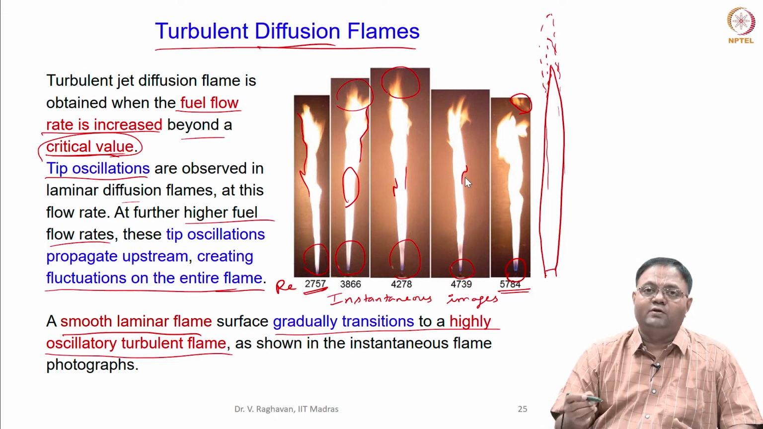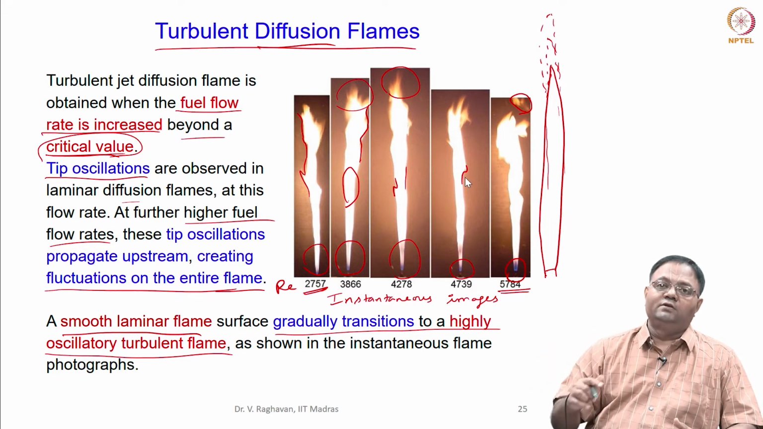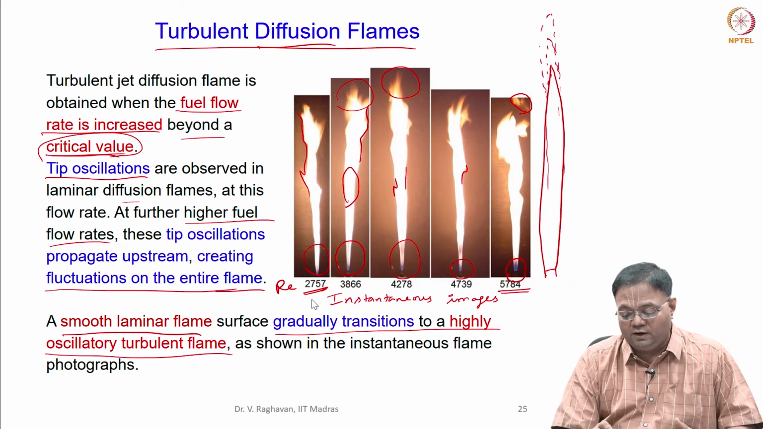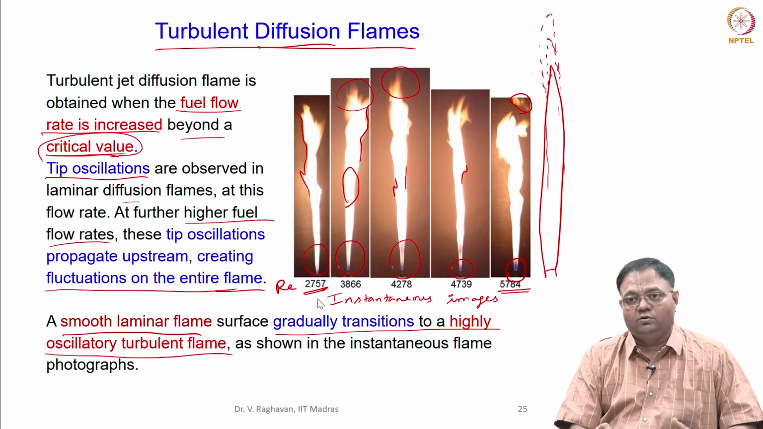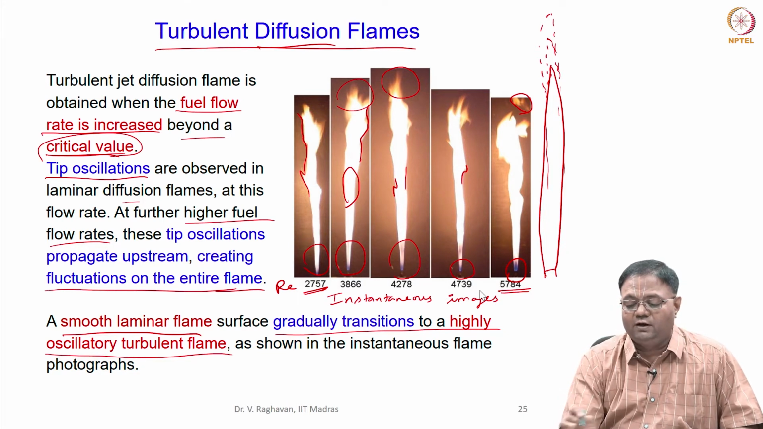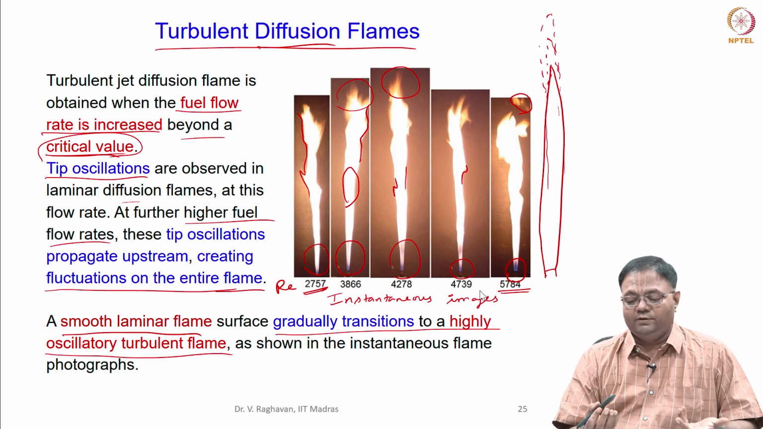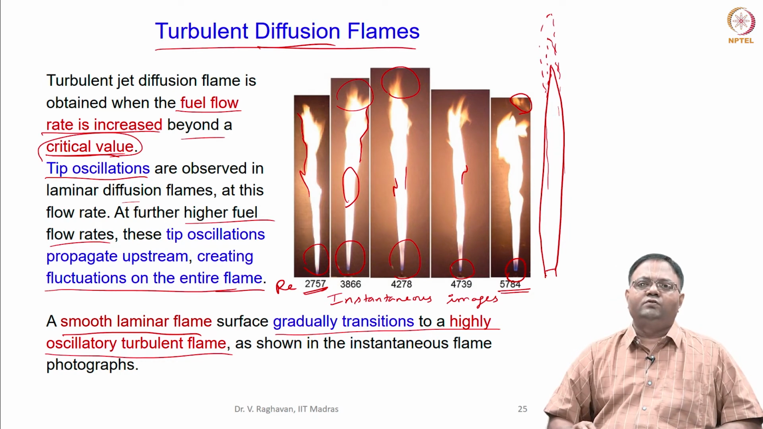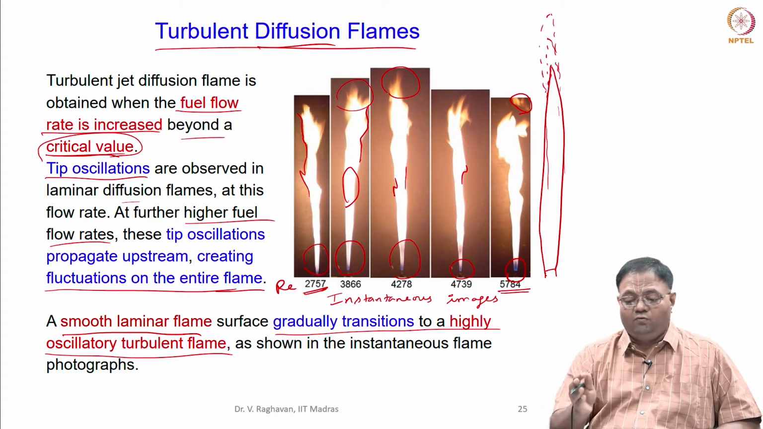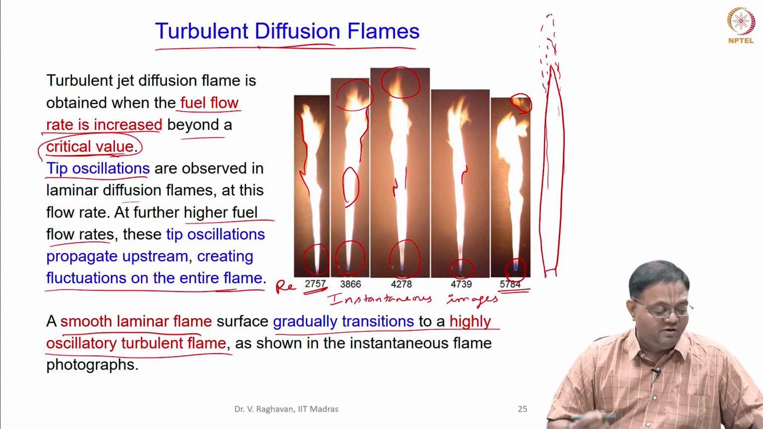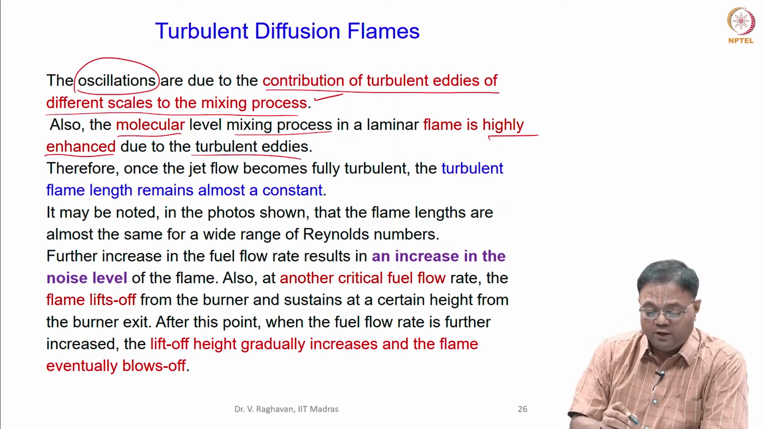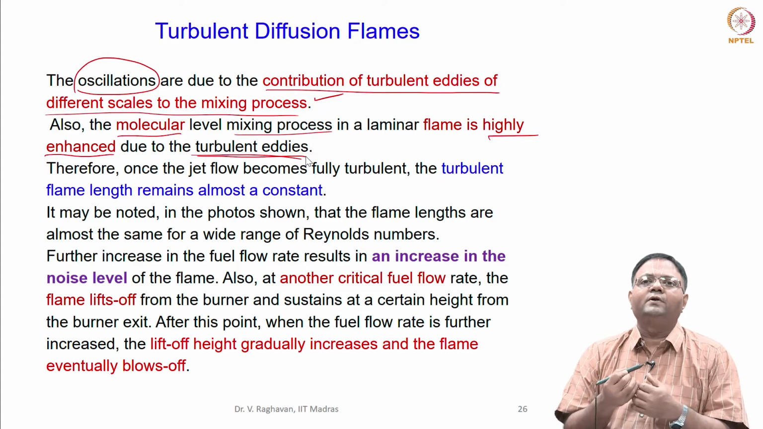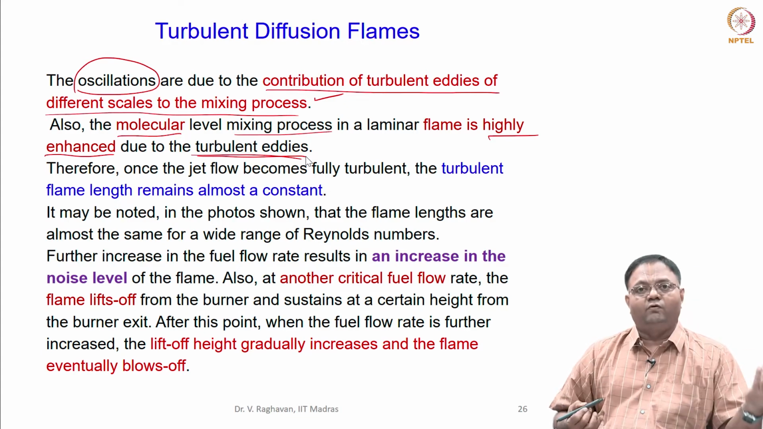In the laminar regime, as the volumetric flow rate is increased, the flame length showed a very good increase. But here, after increasing the Reynolds number from 2700 to 5700, the flame length has not increased much. You can see increase and decrease for instantaneous values. But overall, if you take the average value of the visible flame height, what you see in the photograph, it will not vary much. That means the turbulent eddies contribute to the mixing, and that does not depend upon the jet Reynolds number. That is what we saw.